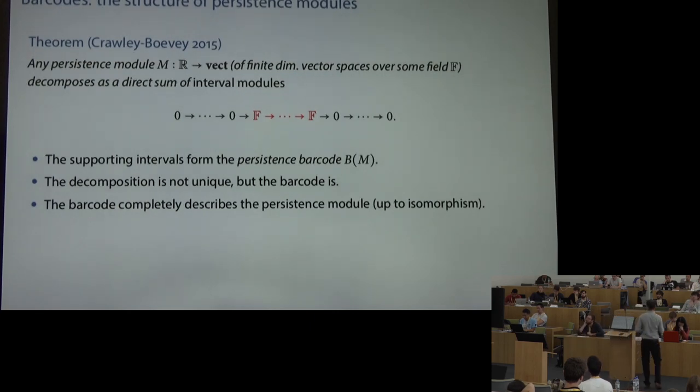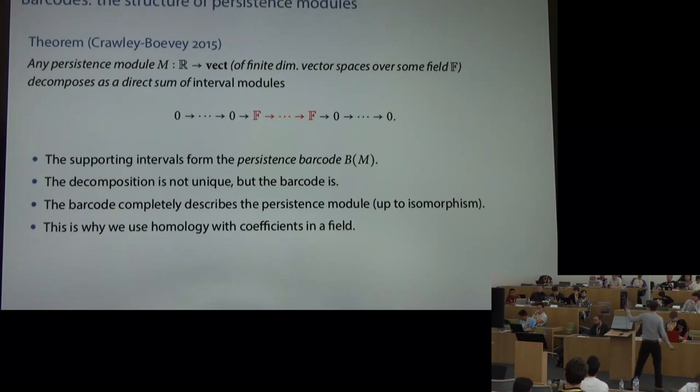And the key point is it describes this persistence module uniquely up to isomorphism. So it's a complete invariant. We understand everything. And that's cool, because like the dimension describes the vector space, this is an object that's easy to describe, easy to work with. It's purely combinatorial, if you want.